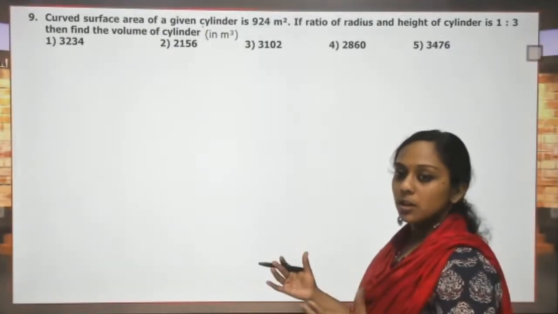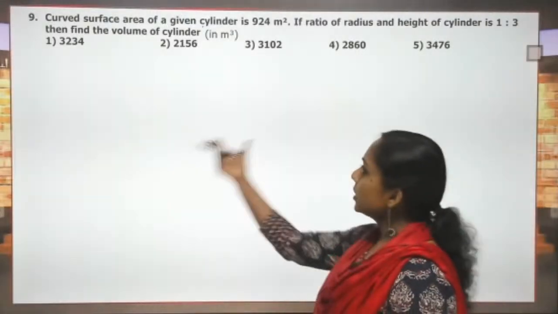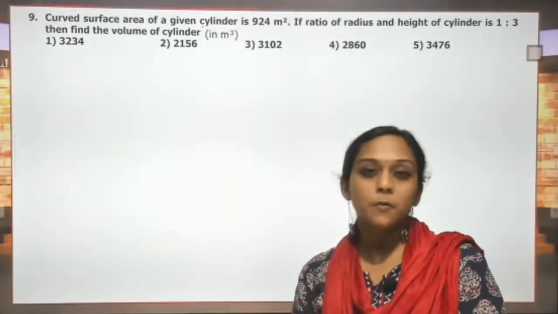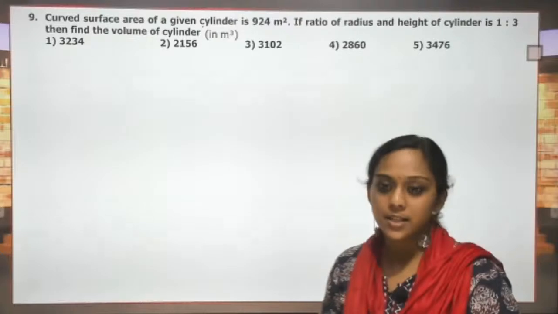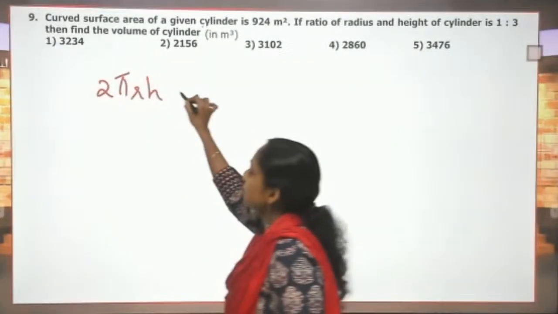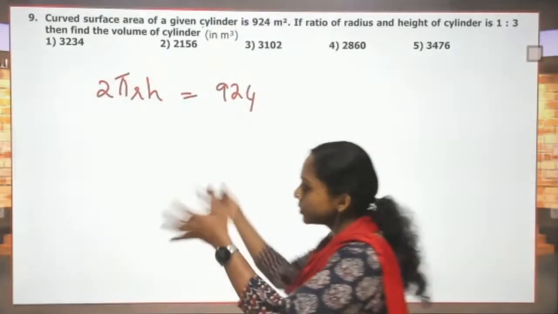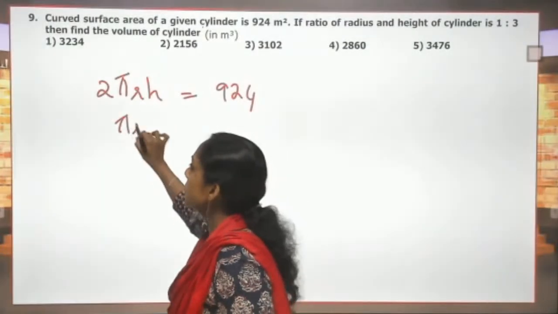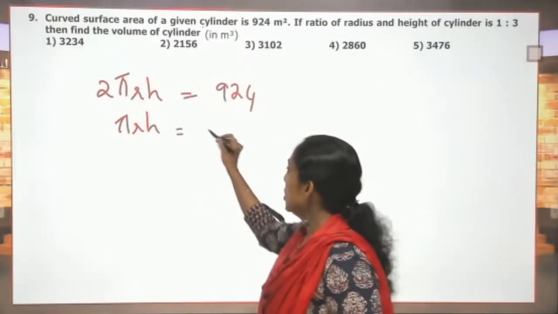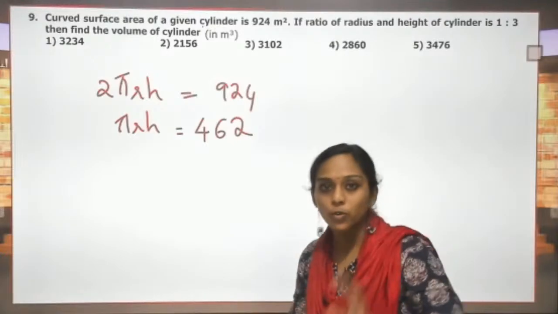See, if you know the formula, you can easily find out this answer. So, curved surface area of a given cylinder is 924. So, what is the CSA? Curved surface area of a cylinder is actually 2 pi RH. So, 2 pi RH is given as 924. Before going into the next calculation, I am just finding out what is pi RH. Pi RH is divided by 2. So, that will be 462. So, pi RH is 462.